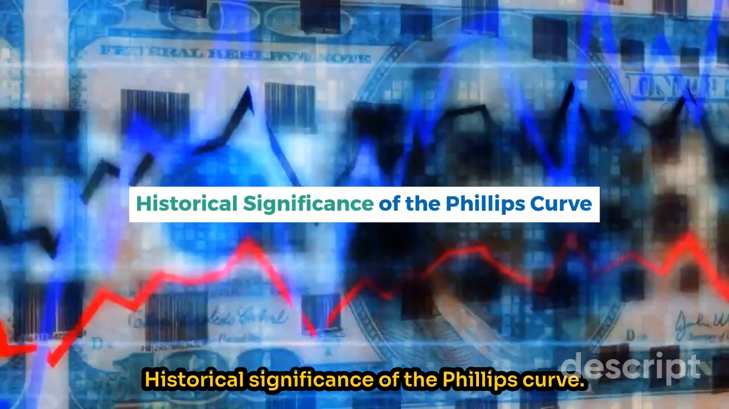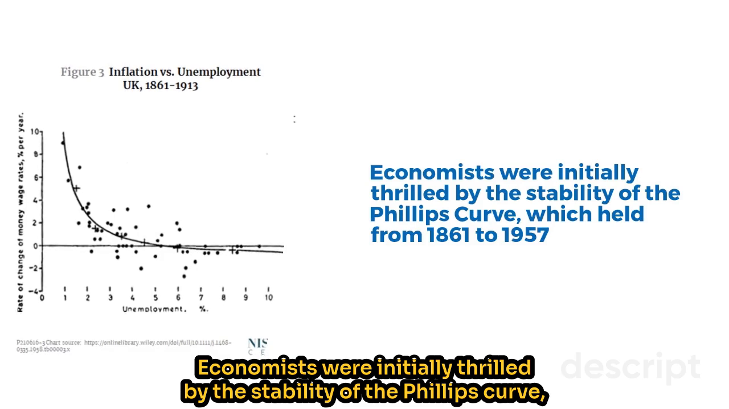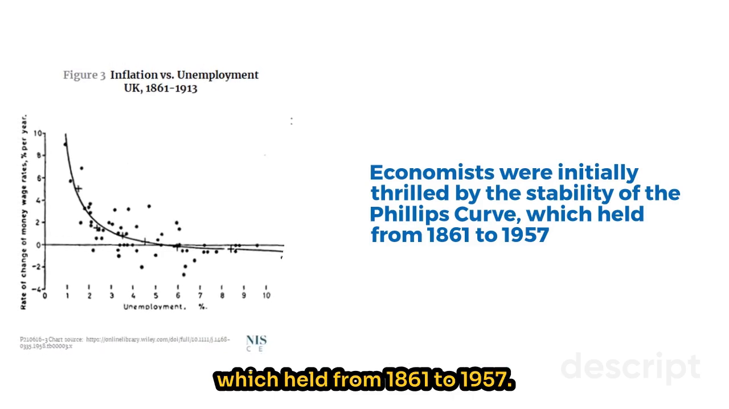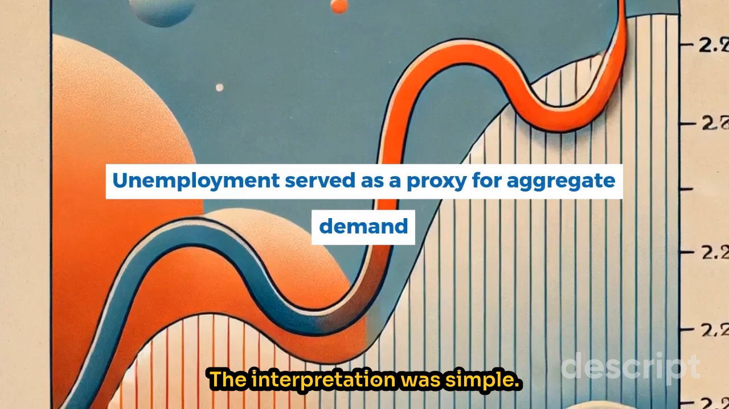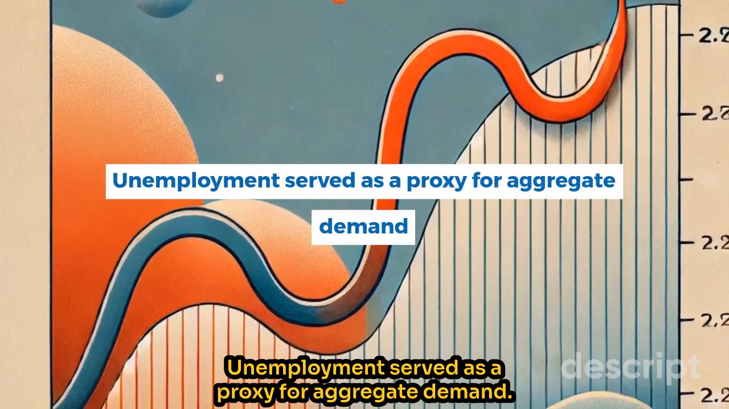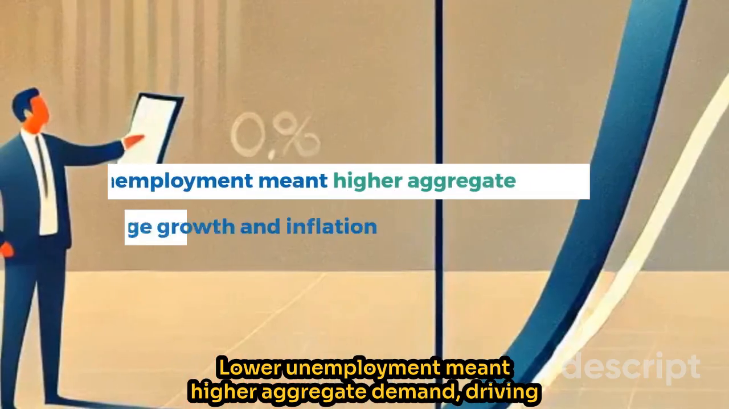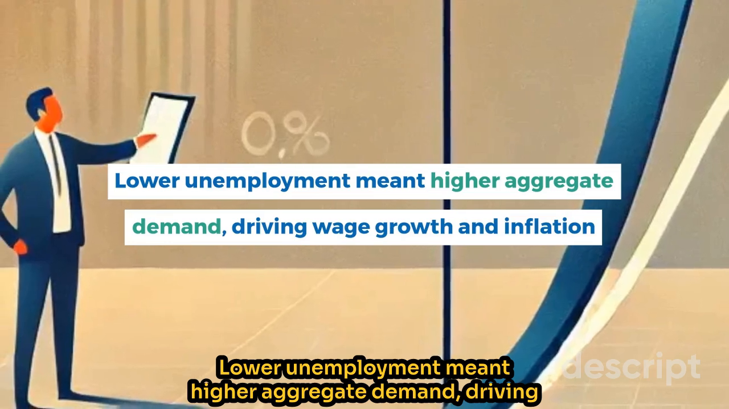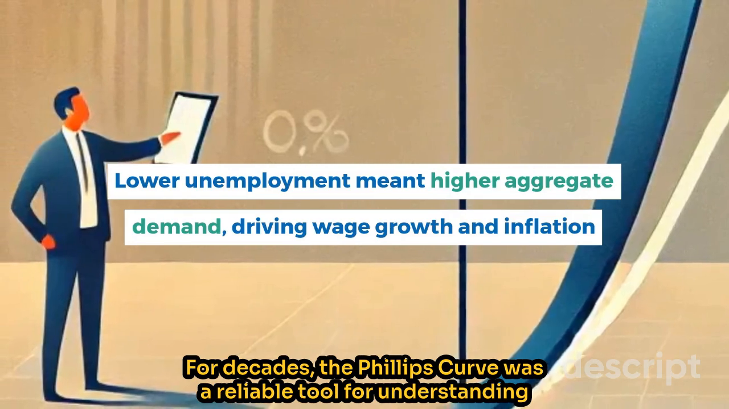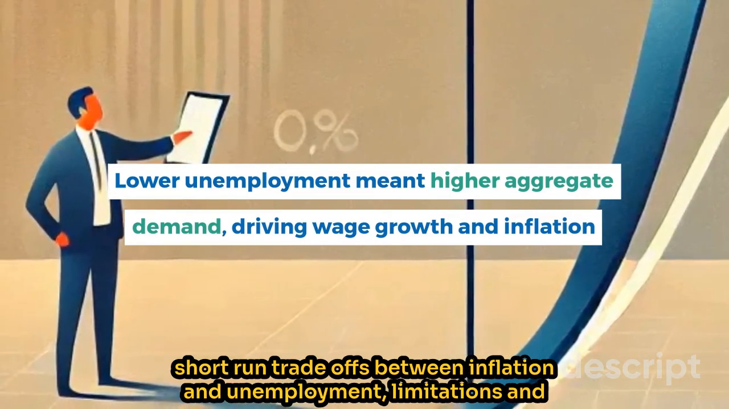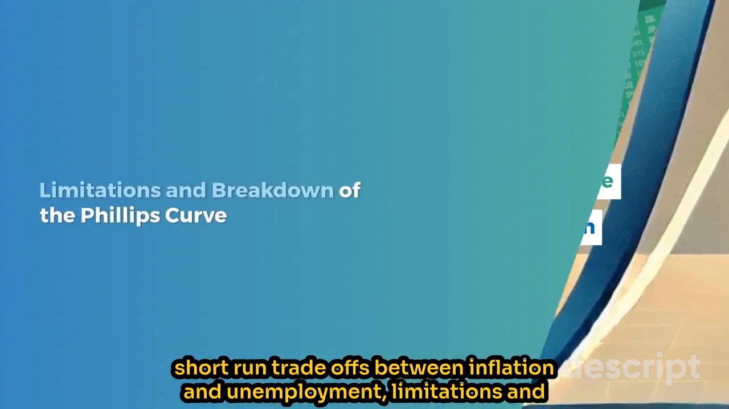Historical significance of the Phillips curve. Economists were initially thrilled by the stability of the Phillips curve, which held from 1861 to 1957. The interpretation was simple. Unemployment served as a proxy for aggregate demand. Lower unemployment meant higher aggregate demand, driving wage growth and inflation. For decades, the Phillips curve was a reliable tool for understanding short-run trade-offs between inflation and unemployment.